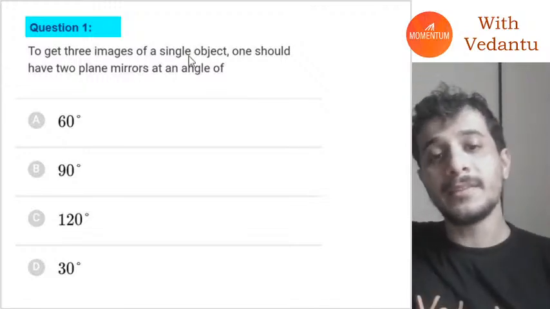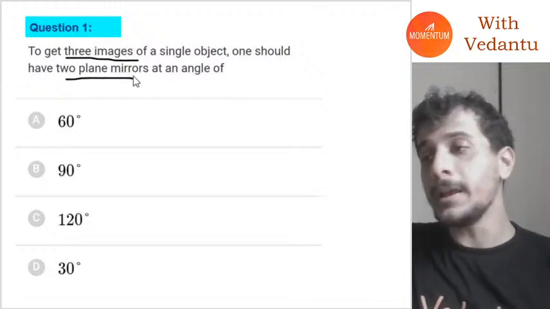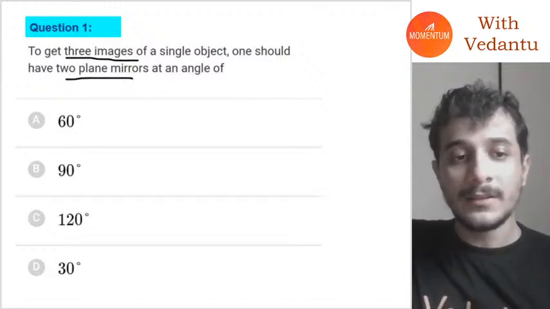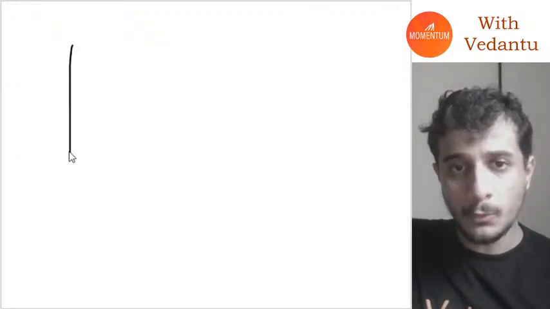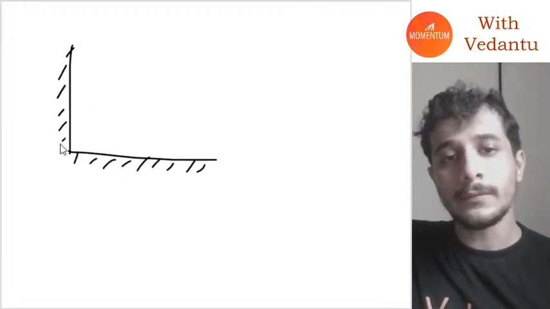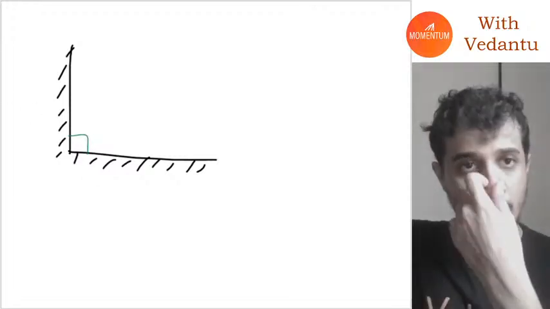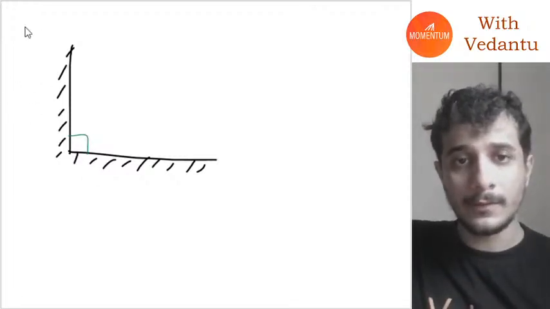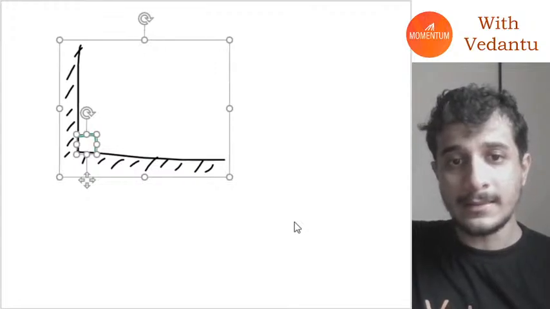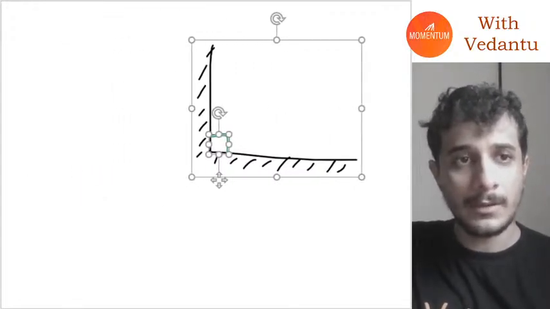This is the first question. I have a single object and I want to get its three images. What should be the angle between the two plane mirrors if I want to do that? Now, guys, this one is an easy question. If I have two plane mirrors at an angle of 90 degrees from each other, in that case, how many images will be formed?